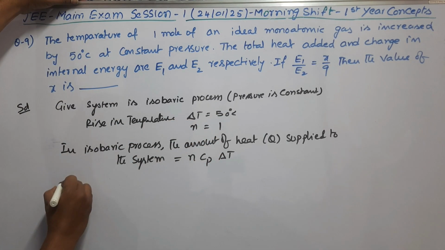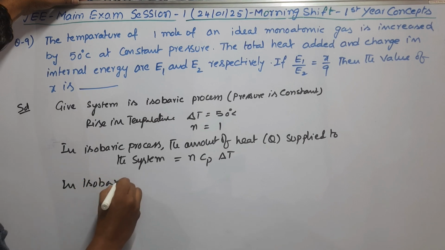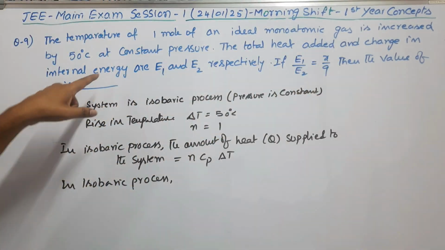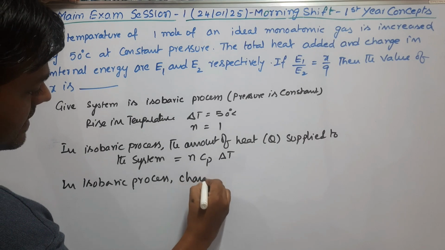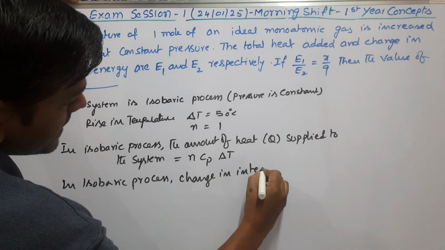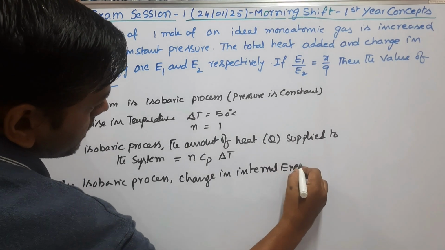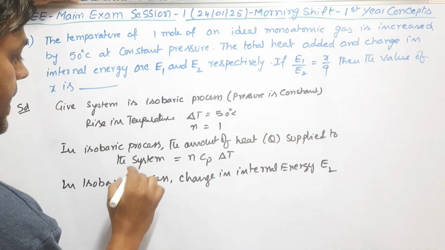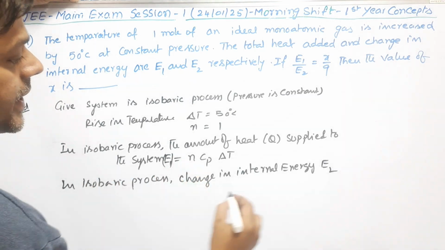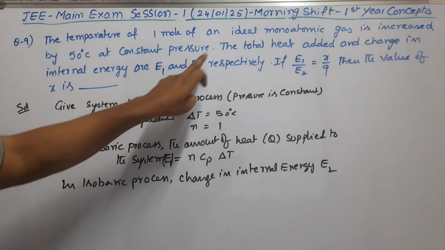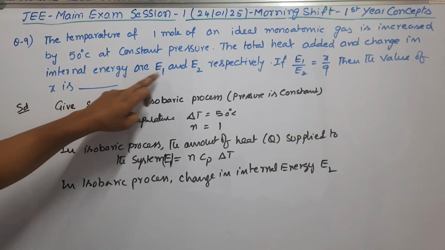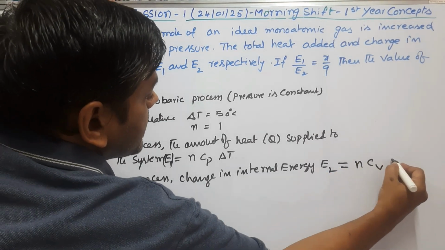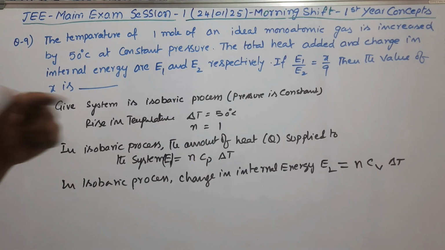Due to this heat supplied, the temperature changes compared to the initial one, by 50 degrees Celsius. Similarly, in an isobaric process, the total heat added is E1, and the change in internal energy is E2. E2 is equal to n into Cv into delta T.